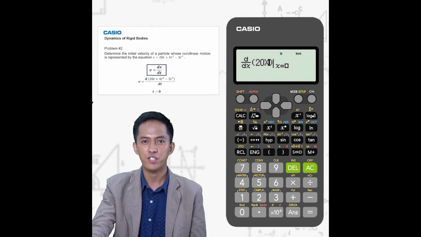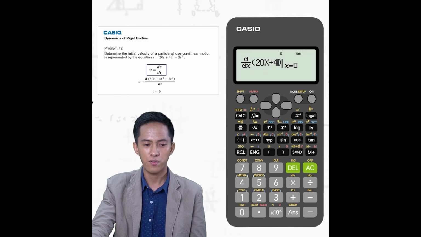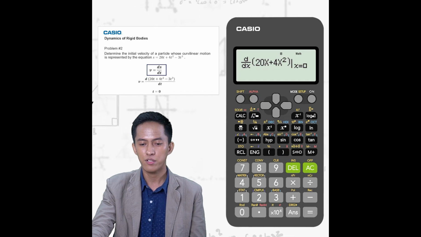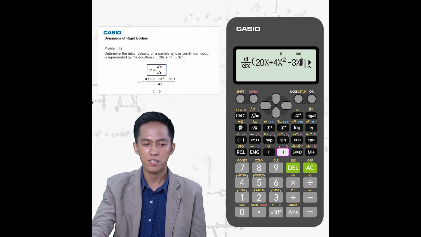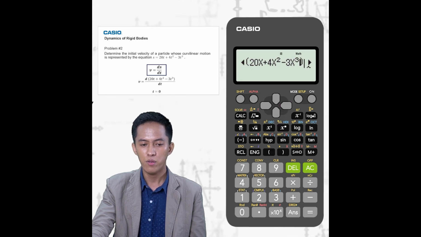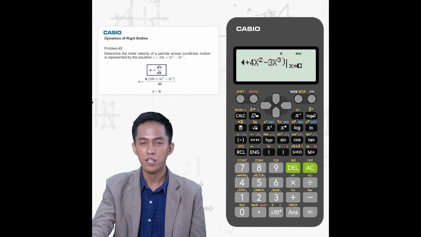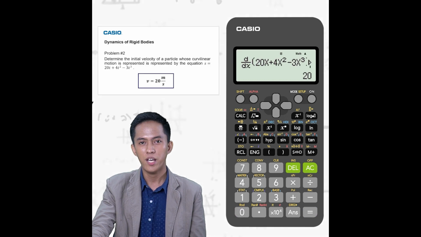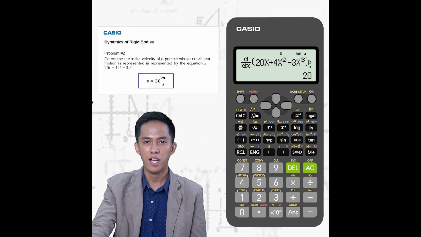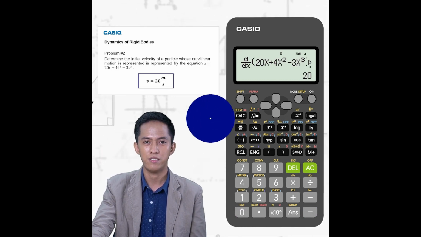Then we have plus 4t squared, so plus 4 alpha x squared. Then we have minus 3t cubed, so that is minus 3 alpha x cubed. Then we will input the value for our time, which is x, so that is 0 at initial velocity. Then press equals. Therefore, we have the initial velocity as 20 meters per second.